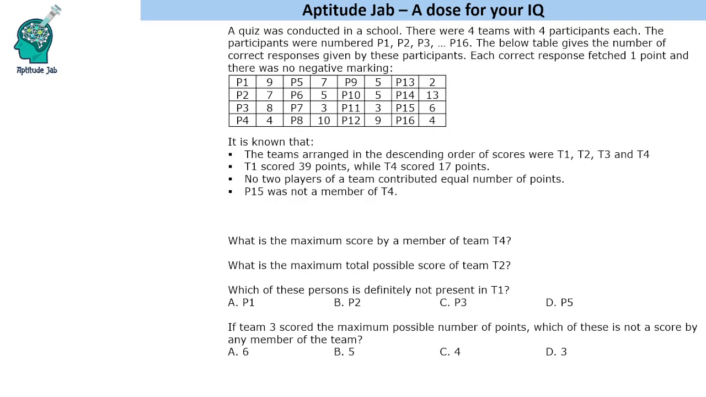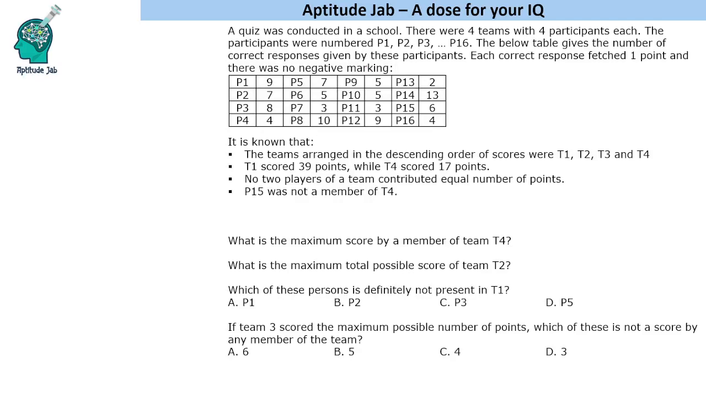This question says that a quiz was conducted in a school and there were four teams with four participants each. So a total of 16 participants. The participants were numbered P1, P2 and so on up to P16. The below table gives the number of correct responses given by these participants. Each correct response fetched 1 point and there was no negative marking.